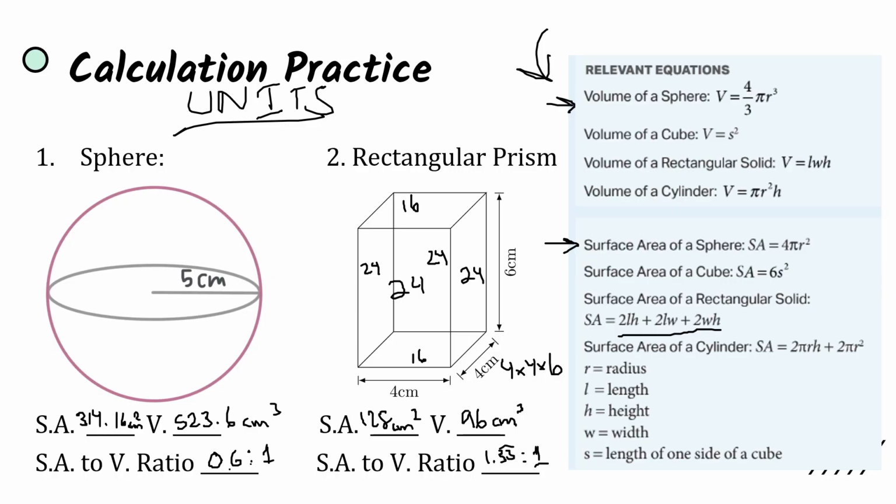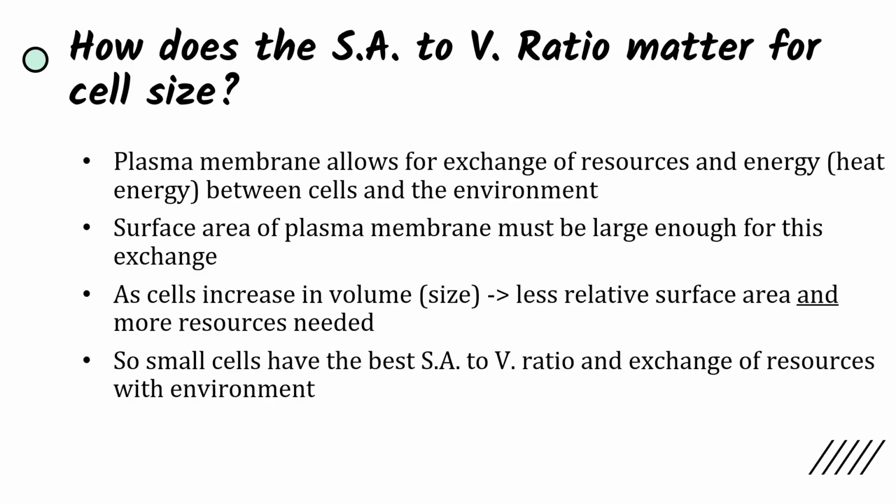at why it matters. So not only why the surface area to volume ratio matters, but why does it matter specifically for cell size? So we know that the plasma membrane allows for exchange of resources and energy, such as heat energy or thermal energy, between cells and the environment. It's the gate that allows things to go in and out of the cell. And for this to be an efficient process, the surface area of the plasma membrane must be large enough for this exchange, so a lot of things can be going in and out of the cell at the same exact time.